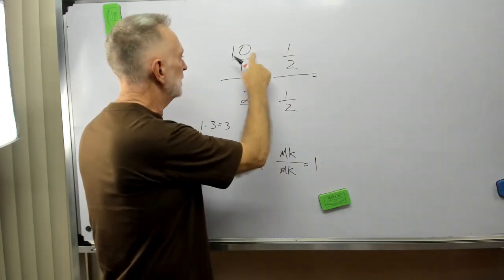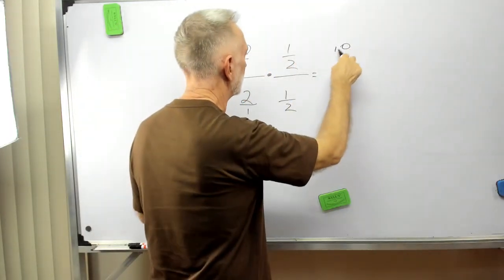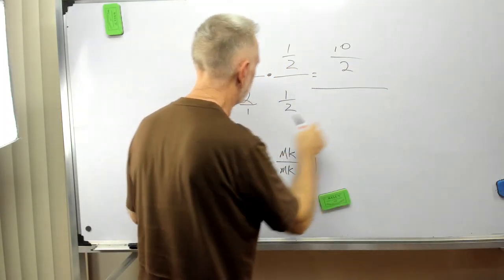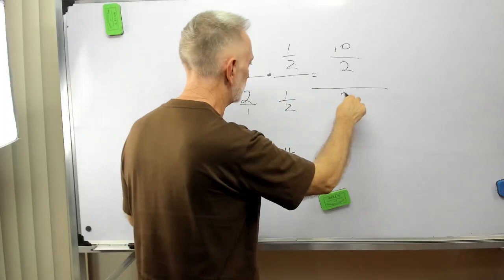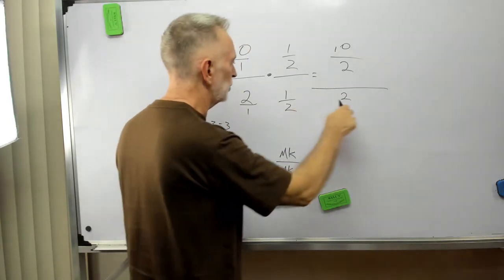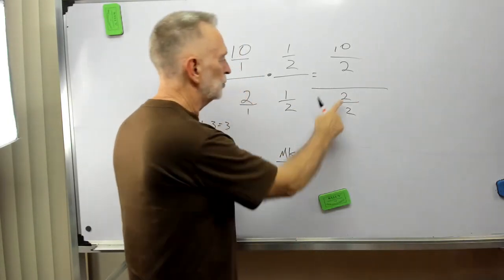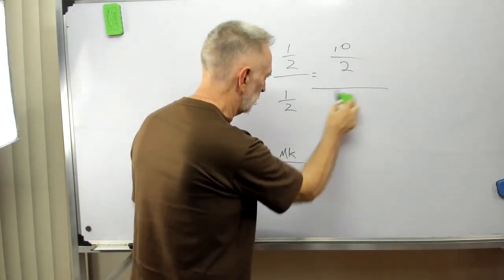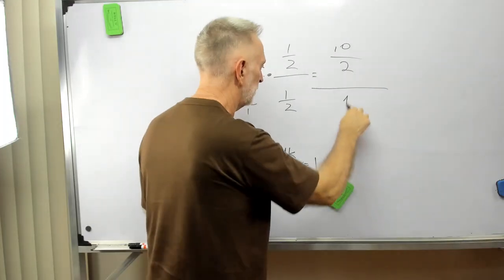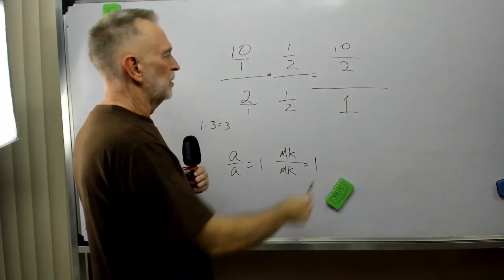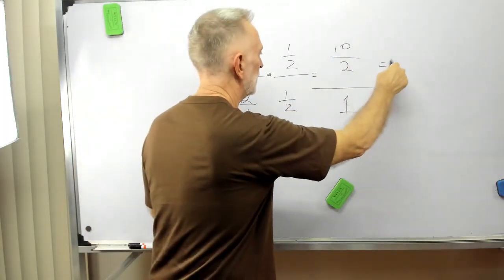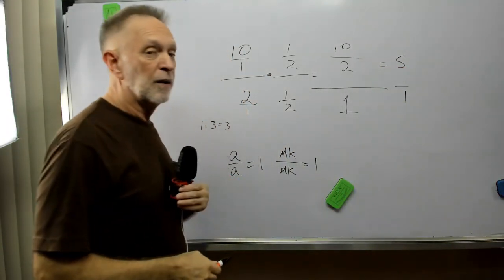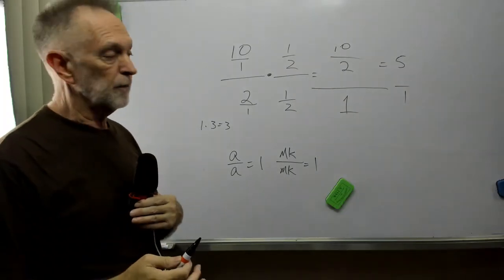Okay, 10 times 1 is 10. 1 times 2 is 2. All that's divided by 2 times 1 is 2. 1 times 2 is 2. 2 divided by 2 is what? 1. So this denominator becomes 1. 10 divided by 2 is 5 over 1. And we just don't write the 1 down.